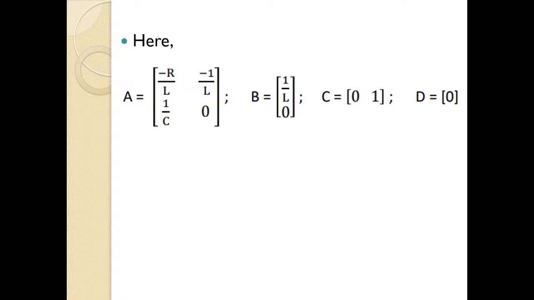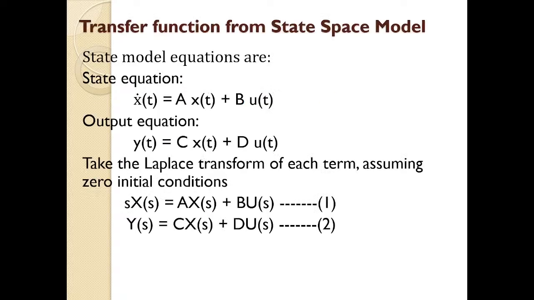Then let us see the transfer function of the state space model. We know the state space model equations. What are those? State equation and output equation. The state equation is x dot of t equals Ax of t plus Bu of t, and the output equation is y of t equals Cx of t plus Du of t.